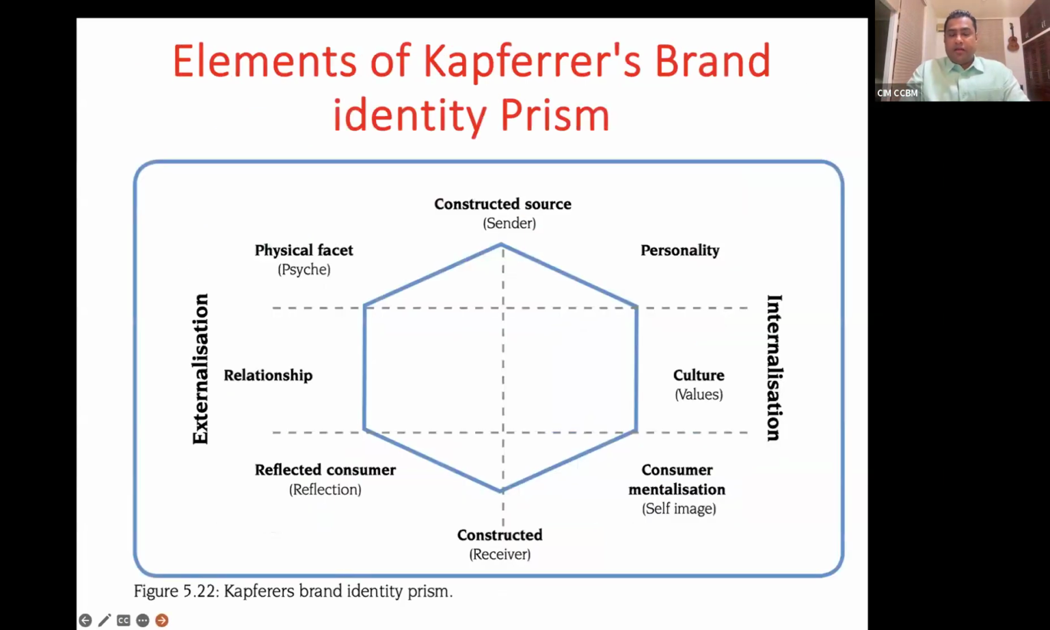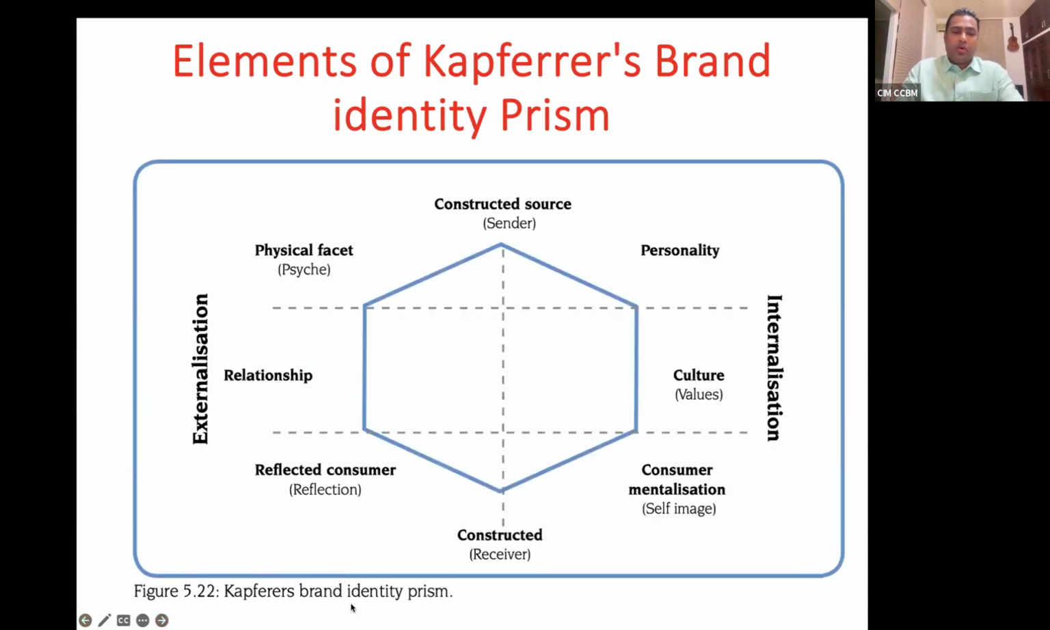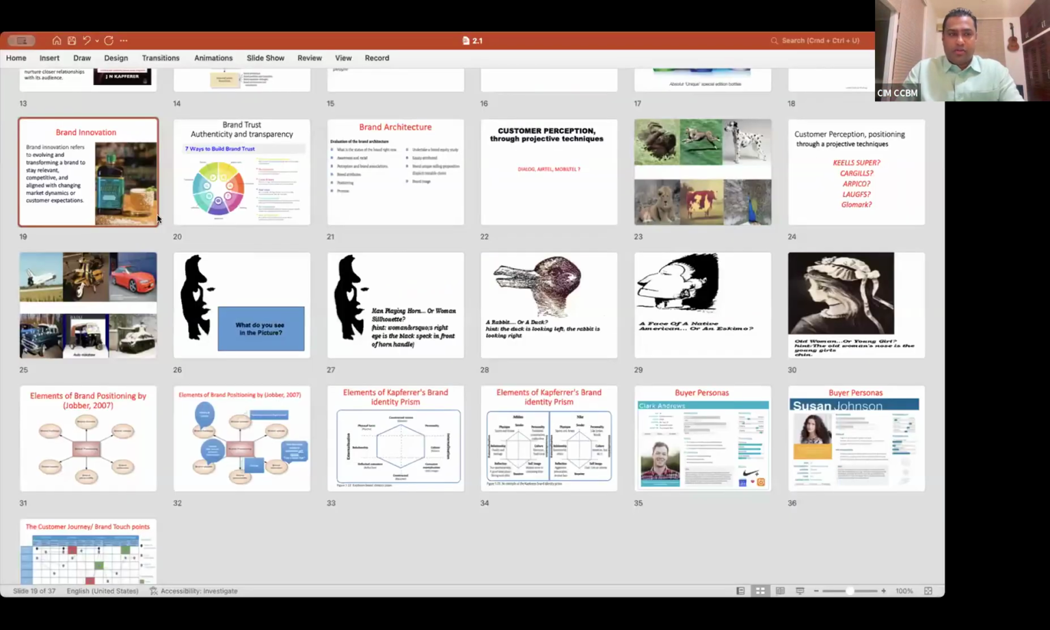Right? And then we look at Kapferer's brand identity prism. This particular diagram's shape is called a prism. That's why it's called a prism. Right? And there's an example of Nike and Adidas brand prisms. So I'll take you to my book. This is from my book.